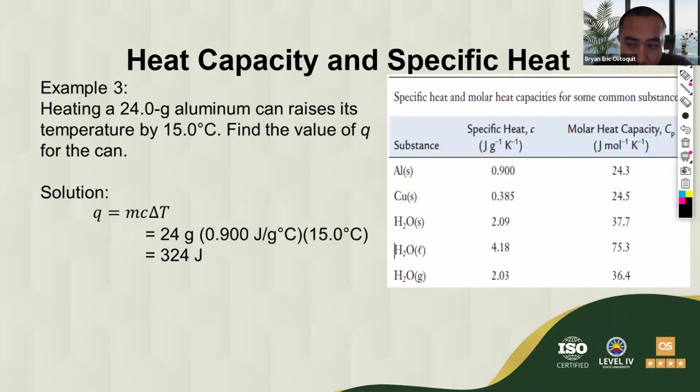So, may binigay tayong example sa libro. We have heating a 24-gram aluminum can raise its temperature by 15 degrees Celsius and we are asked to find the value of Q for the can, o kung ilan yung na-absorb na heat ng can, kasi nagkaroon siya ng increase in temperature. So, when we look at this problem, yung mga given dito would be the mass as well as the increase in temperature. Take note that this one is the increase. It's not exactly the temperature itself, but the increment, yung itinaas ng temperature.